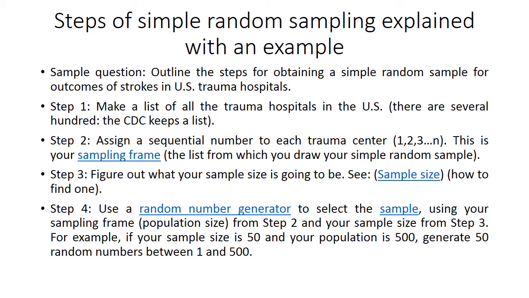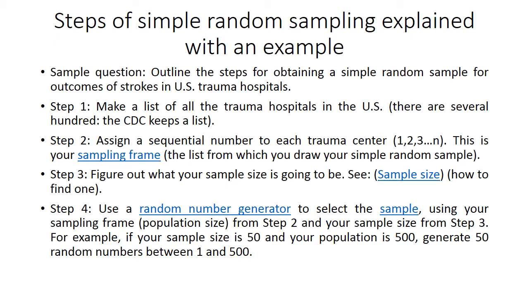How we do a simple random sampling is explained with the help of this example. The question is, outline the steps for obtaining a simple random sample for outcomes of strokes in US Trauma Centers. Step number 1 is, as I said, make a list of all the trauma hospitals in the US. There may be n number of trauma centers, so we make a list. Second step is assign a sequential number to each trauma center, it could be from 1 to n. This is your sampling frame.